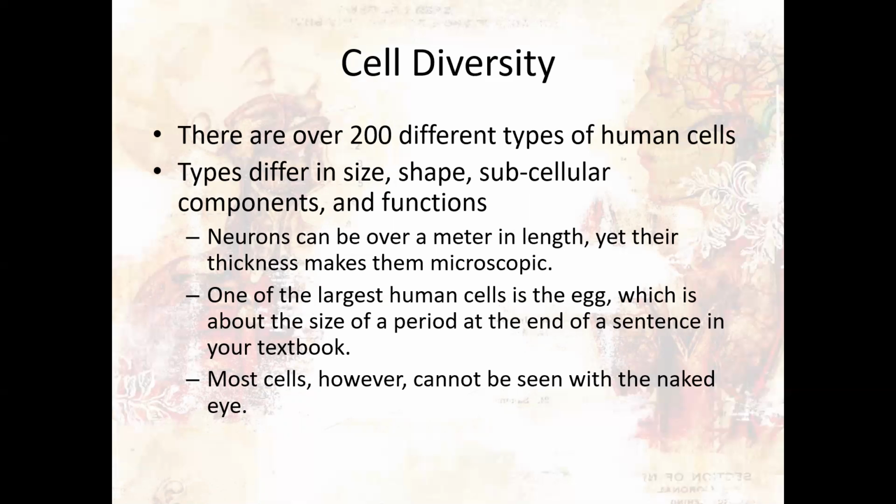There's a reason for this. We have what's called the surface area to volume ratio. What that means is that as the size, in this case, of the cell increases, the volume increases at a much higher rate than the surface area or the area on the outside of the cell.